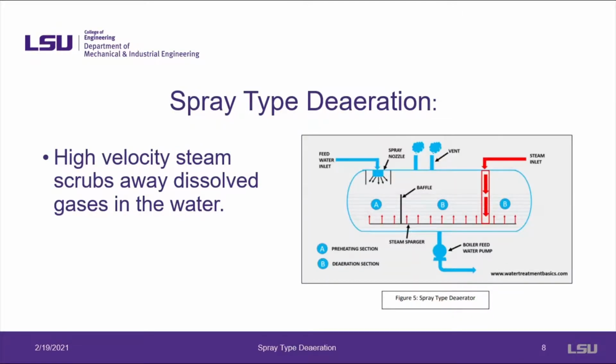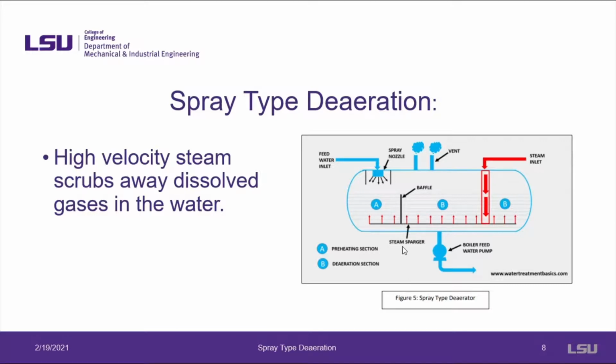Spray type deaeration is a little bit different than tray type deaeration. With spray type deaeration, water enters the top of the deaerator where there is a spray nozzle attached. The sprayed water is heated with steam to its saturation temperature by the steam sparger. The steam sparger is a device used to spray steam directly into liquids.